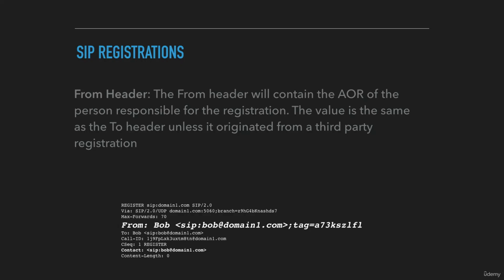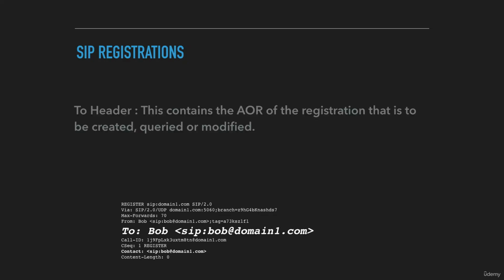From header. The from header will contain the AOR of the person responsible for the registration. This value is the same as the to header unless it originated from a third-party registration. The to header. This contains the AOR of the registration that is to be created, queried, or modified.